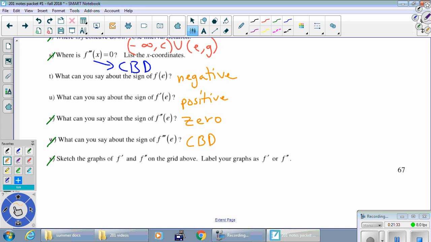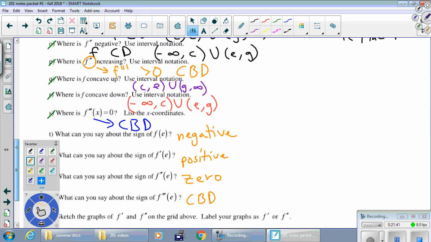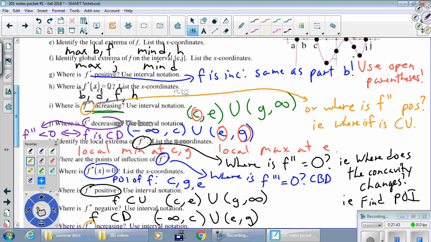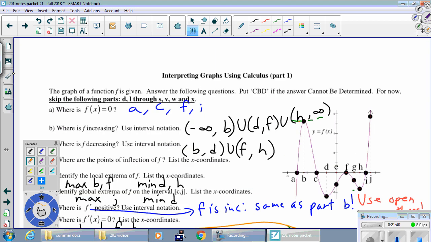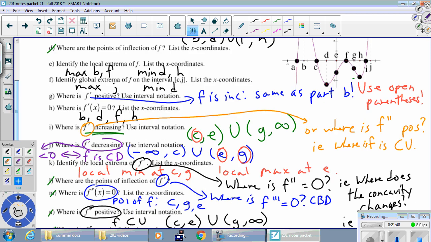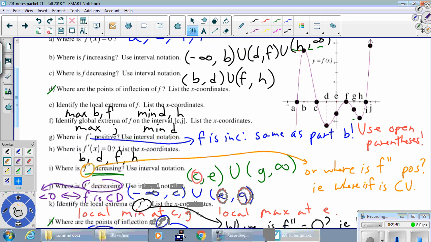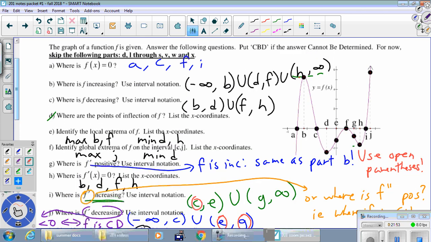Okay, and then finally, part X says sketch the graphs of f prime and f double prime on the grid above. Label your graphs as f prime or f double prime. All right, so this is tricky-ish, but let's see if we can get a very rough sketch going for these things. Okay, here we go. So we're going to graph f prime in red.